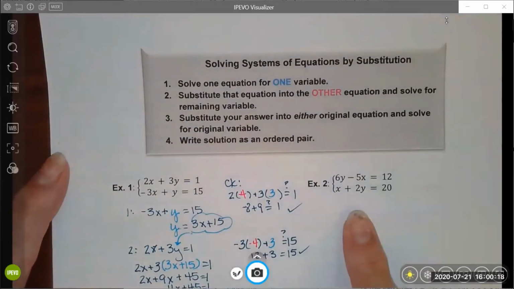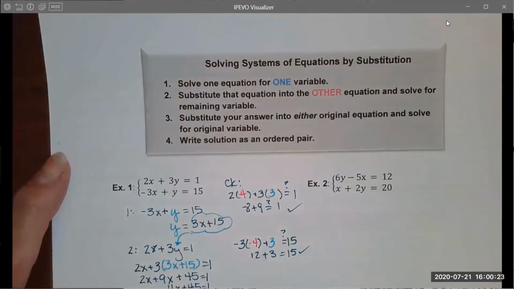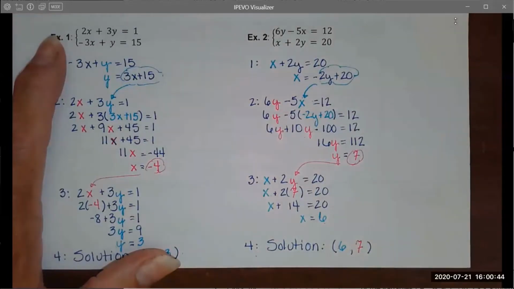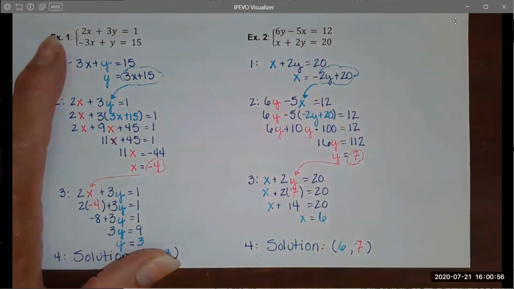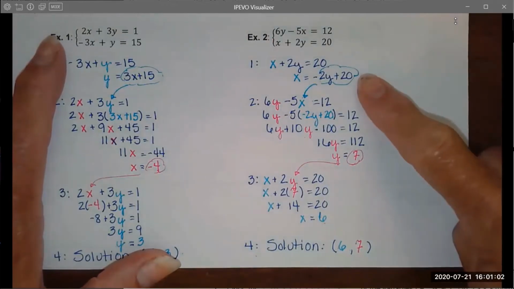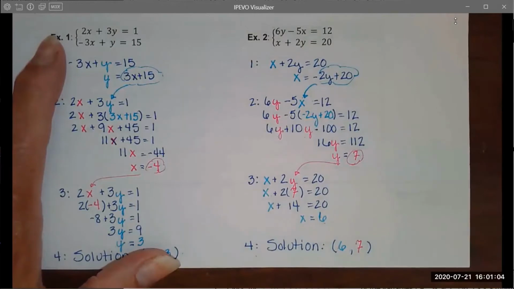All right, I'm going to ask you to pause the video, try example 2 on your own, and then check back to see what your solution was. All right, hopefully you came up with a solution of 6, 7, where x has a value of 6 and y has a value of 7. You can step through and see how this was solved. Pause your video if you need to check individual steps. As I said, I started by solving for x because that was going to be sort of the low-hanging fruit and the easiest variable to solve for initially.